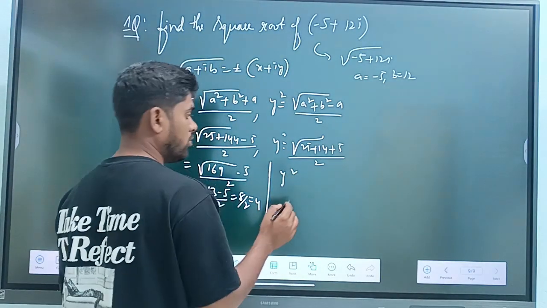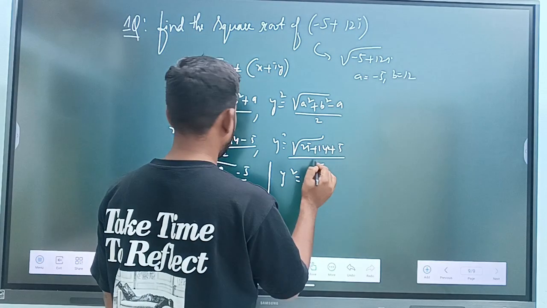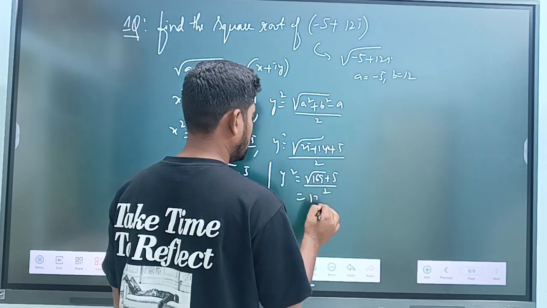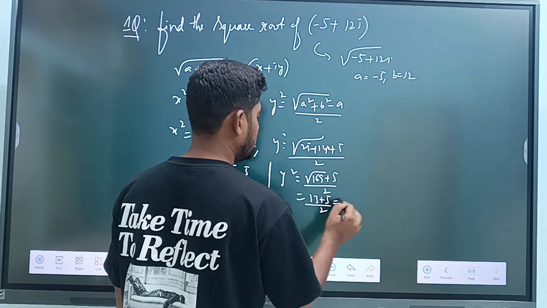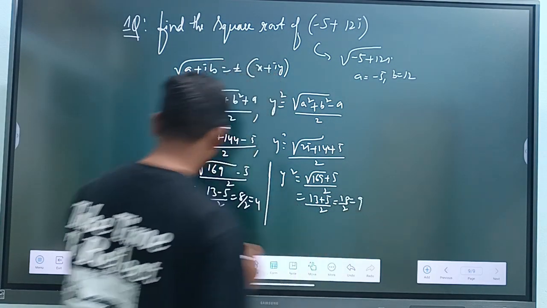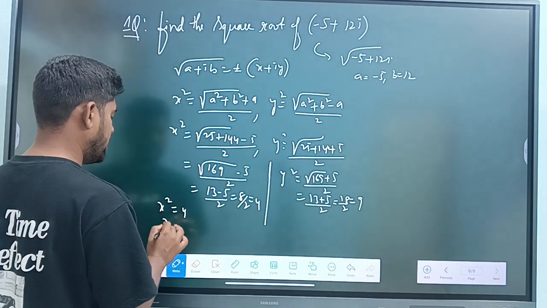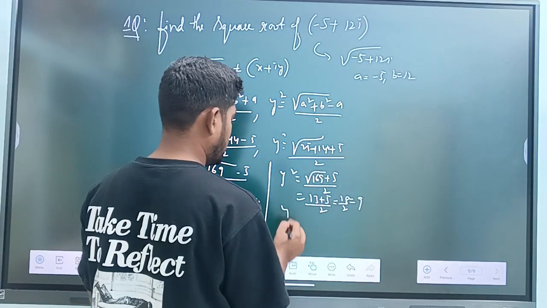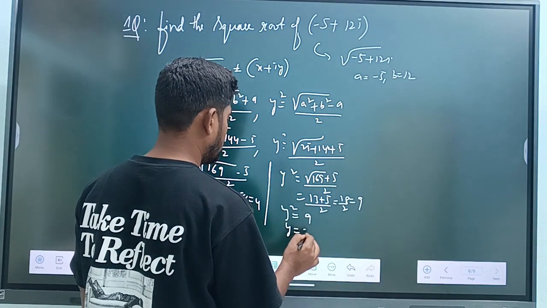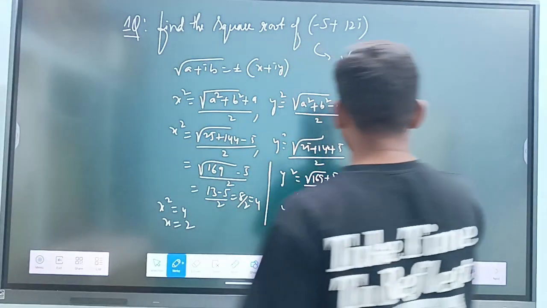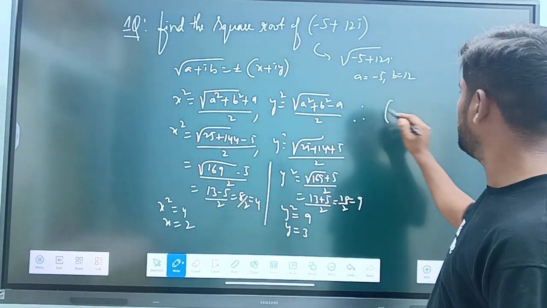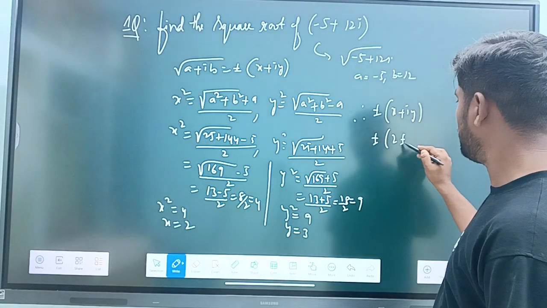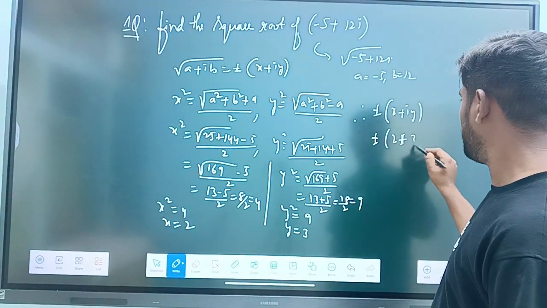So y square equal to root 169 plus 5 by 2, that equals 13 plus 5 by 2, that is 18 by 2, that equals 9. So clearly we got x square equal to 4, then x is what? Plus or minus 2. Y square equal to 9, then y is what? 3. So substituting, the required complex number plus or minus (x plus iota y) is 2 plus or minus 3 iota.